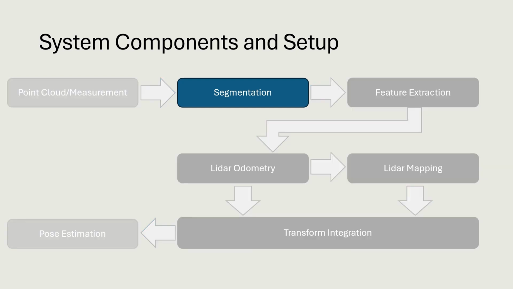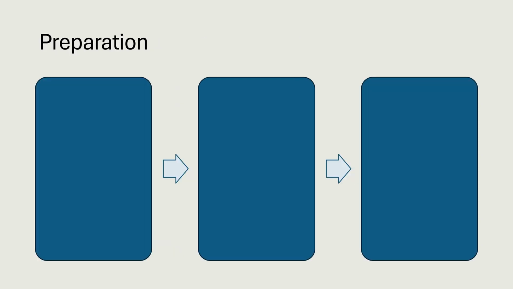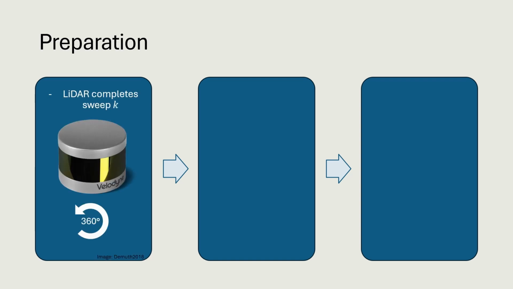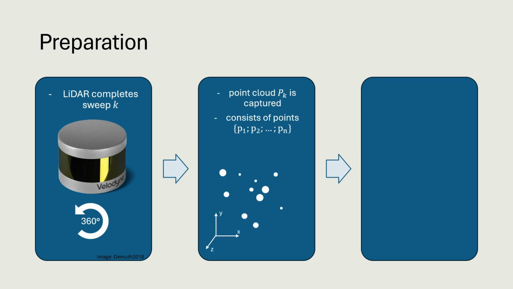Now, let's start talking about the framework modules in more detail. We begin with a closer look at the segmentation step. In the rest of this video, we will refer to a full LiDAR scan as a sweep. So every time the LiDAR completes one time of scan coverage or makes a 360-degree turn, we call it a new sweep. The point cloud captured in the current sweep K is denoted as PK.